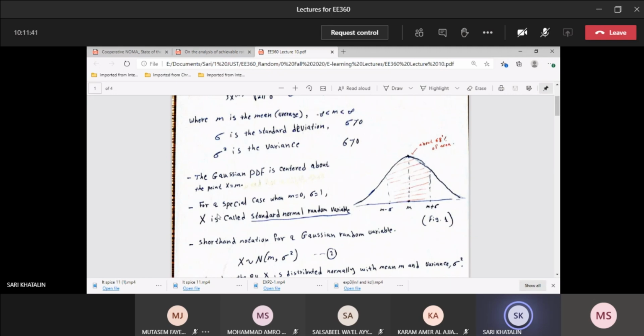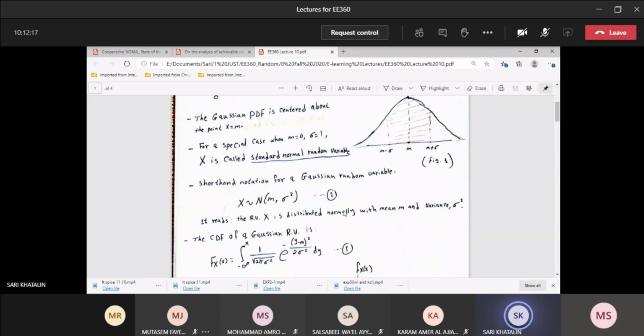Now, in the special case when the average or the mean is equal to 0 and sigma, the standard deviation, is equal to 1, the random variable x is called a standard normal random variable or standard Gaussian random variable. So if somebody says, given a standard normal random variable, it means m is equal to 0 and sigma is equal to 1, without giving these numbers.